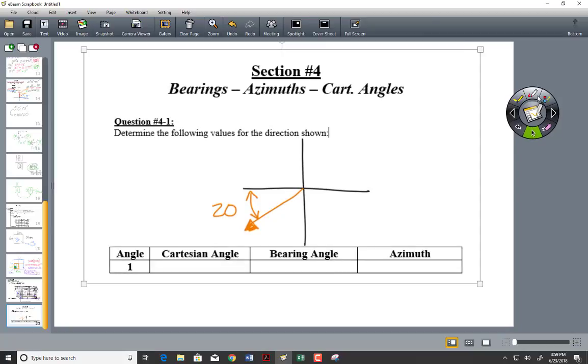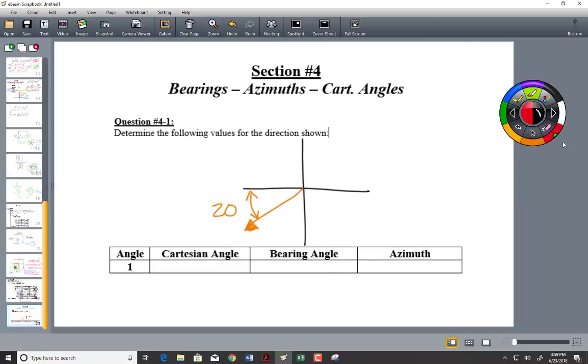So, azimuth and Cartesian angles. We have that angle right there. My Cartesian angle starts right here and goes which way? Around to here. So that's 90, 180, plus another 20. My Cartesian angle is 200.